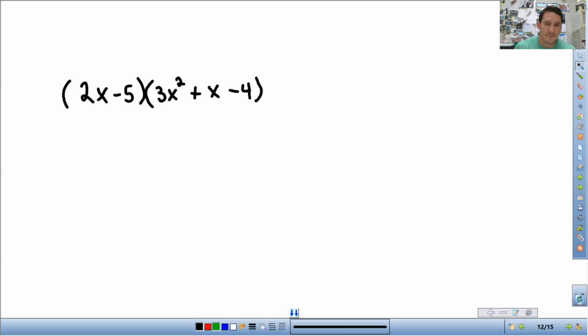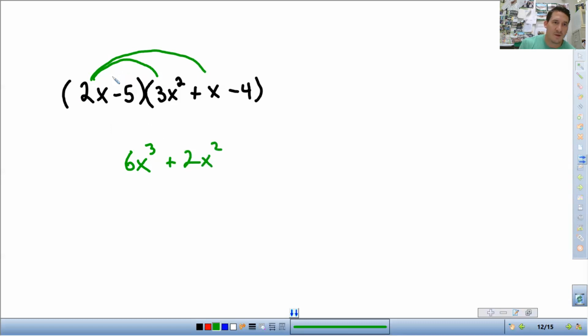So same thing, I'm going to distribute the 2x, and then again, I'm treating that like a negative 5. So distribute 2x. So 2x times 3x squared, 2 times 3 is 6, x times x squared is x cubed, or x to the 3rd power. 2x times x is 2x squared. And then 2x times negative 4 is negative 8x.